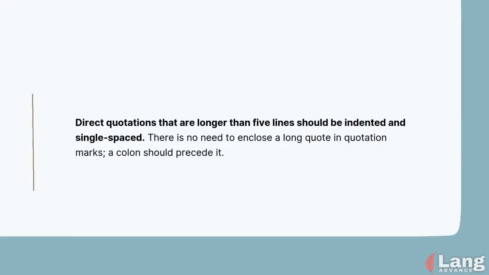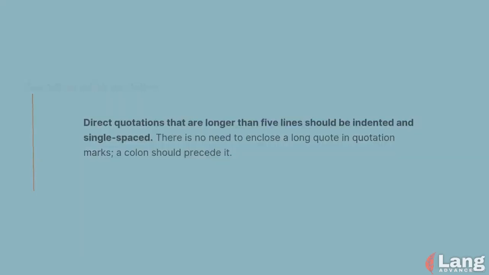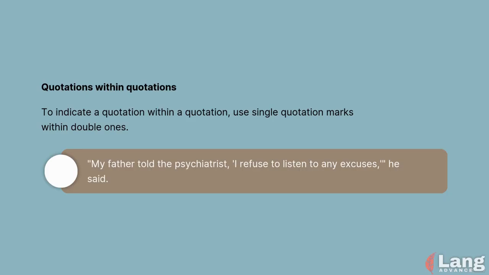Direct quotations that are longer than 5 lines should be indented and single-spaced. There is no need to enclose a long quote in quotation marks. A colon should precede it. Quotations within quotations. To indicate a quotation within a quotation, use single quotation marks within double ones.